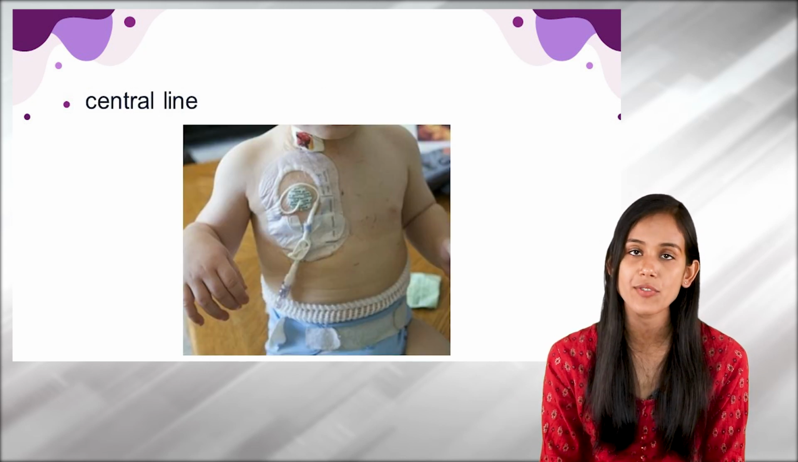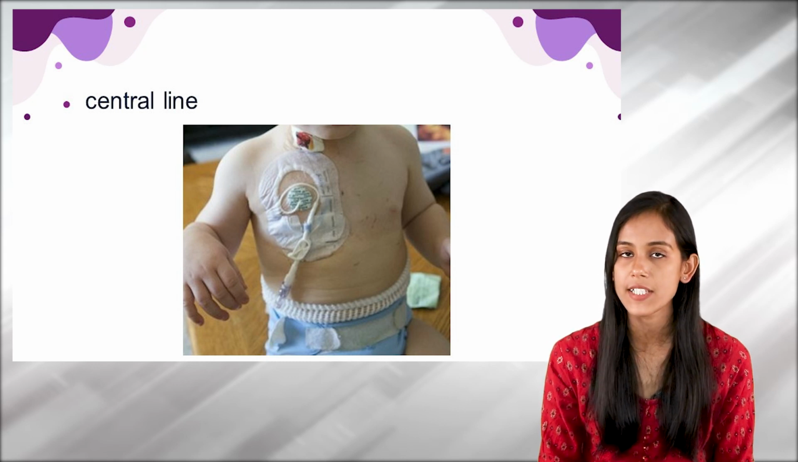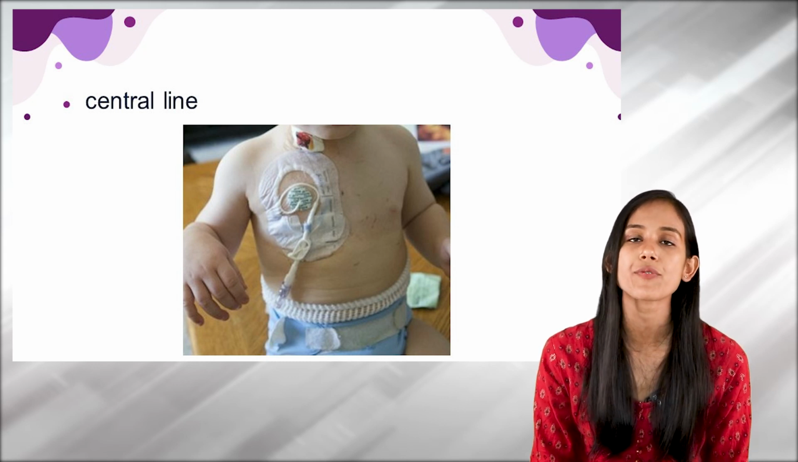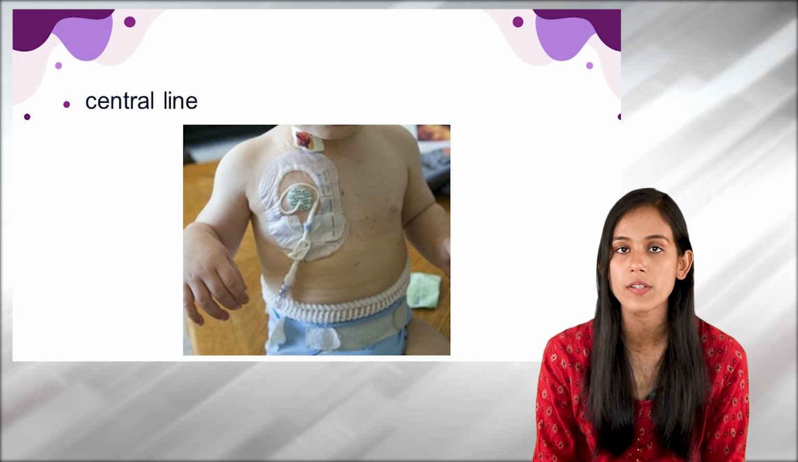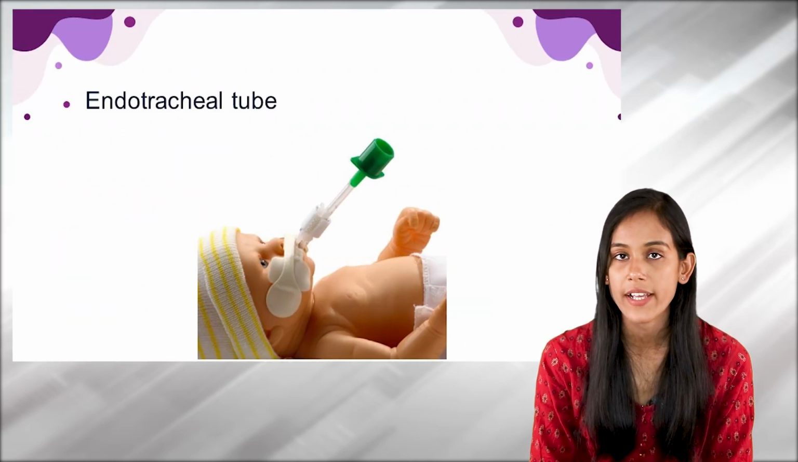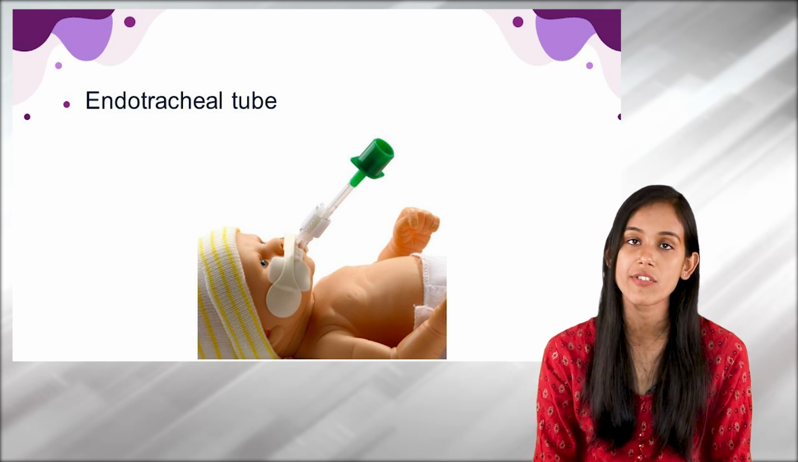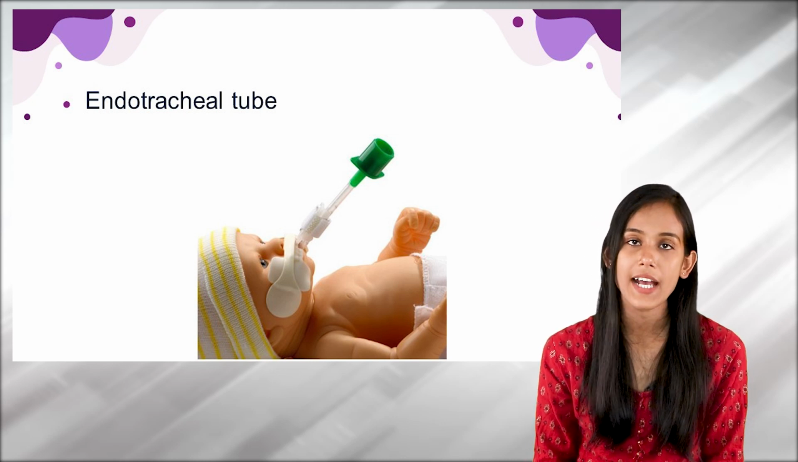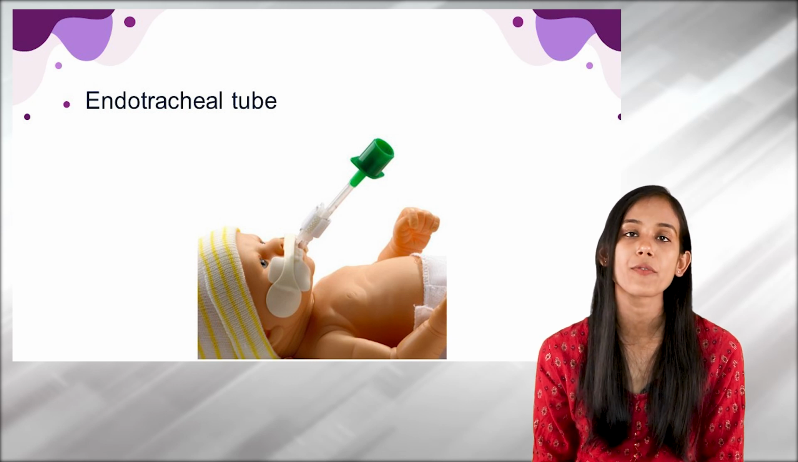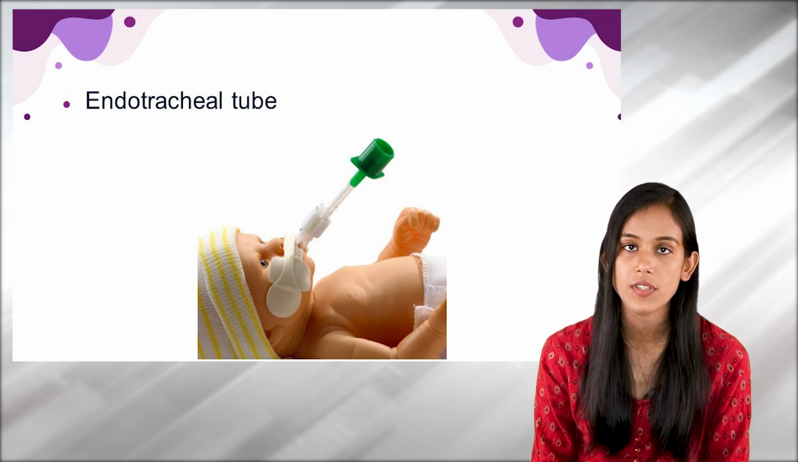Then there would be a central line. This is a small plastic tube through which we give medicine and fluid to the baby. Next is the endotracheal tube. Basically this endotracheal tube goes to the trachea, and this tube is attached to a mechanical ventilator, from where we provide oxygen to the neonate.